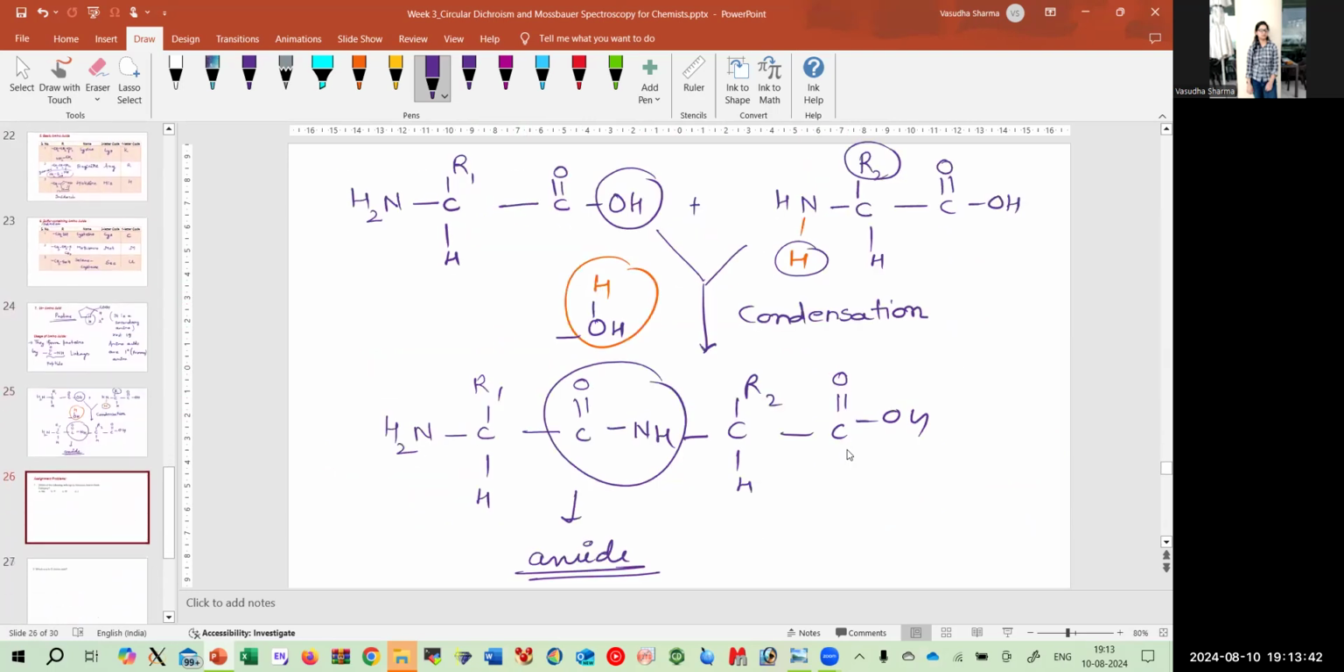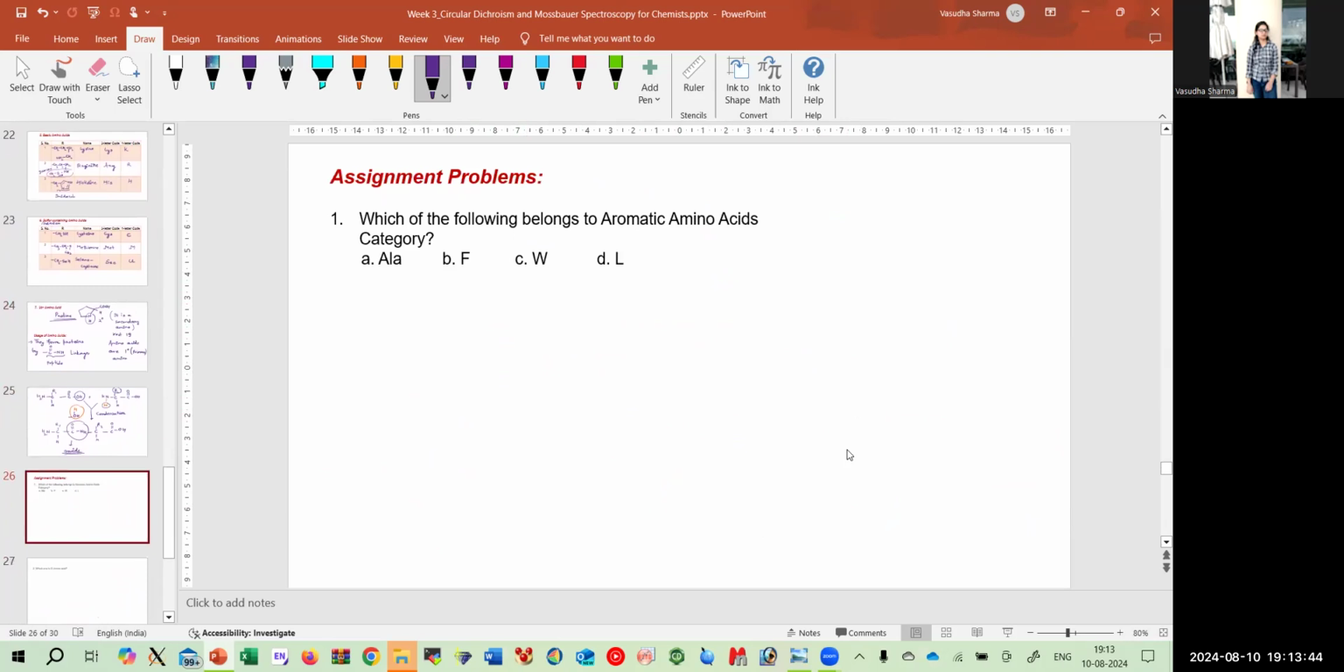So we'll quickly take certain examples which are pretty straightforward. Which of the following belongs to aromatic amino acids? We will take first alanine. You should know the structures of all the groups. Alanine is nothing but R equals CH3. So if I have C, CH3, H, R, and COOH.